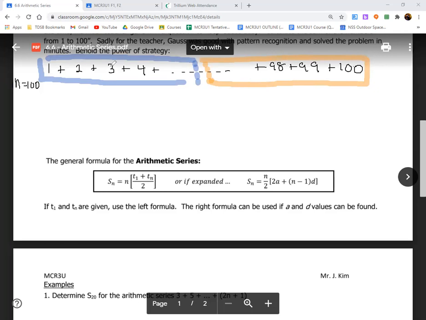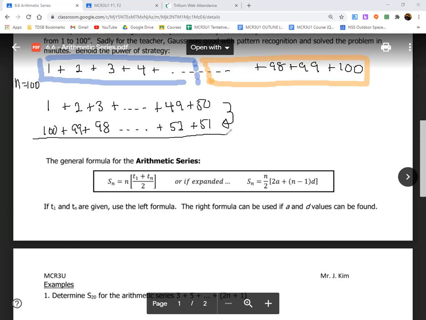He folded it so that 1 is paired with the 100, 2 is paired with the 99, 3 is paired with the 98. And we get 1 plus 2 plus 3 all the way to 50. And then I fold it, so we have 51, 52, all the way to 98, 99, and 100. If I add them together, which is what I'm trying to do here, the sum, I get 101 every single time.